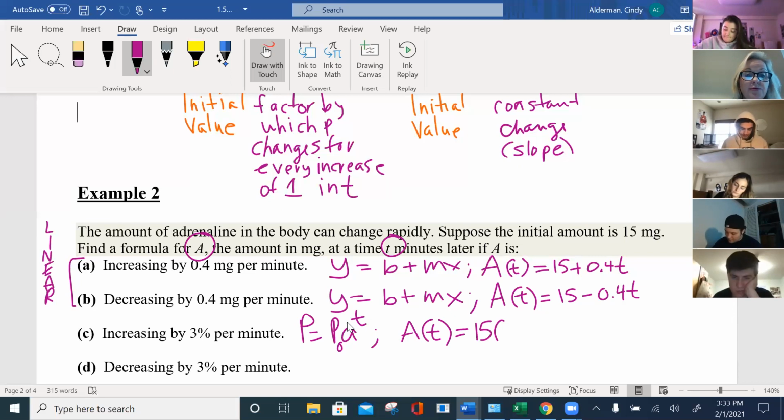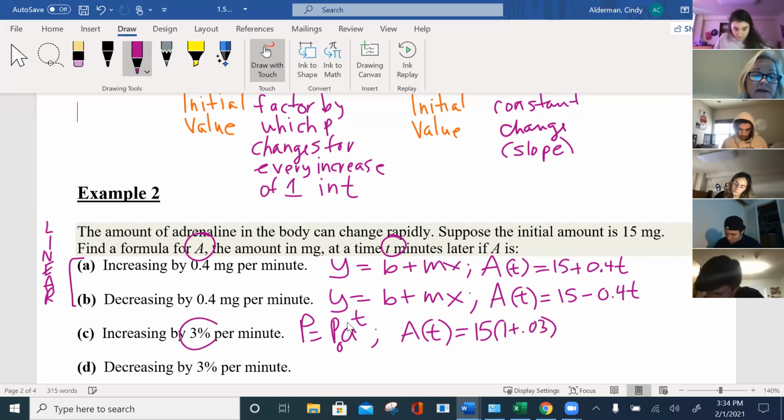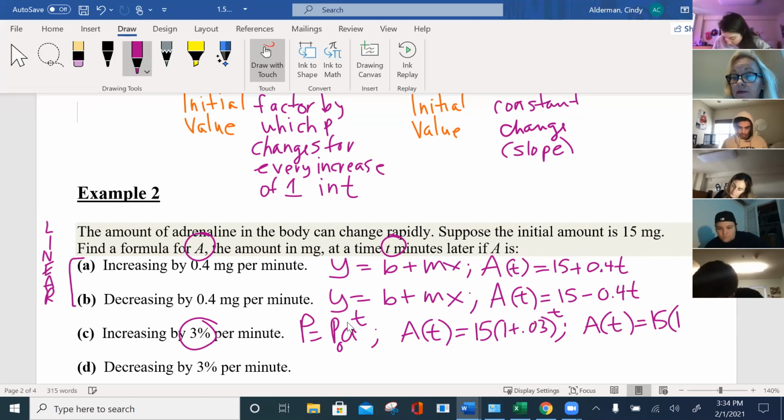And then you're going to do, where's the formula? Here we go. And then in order to find the growth factor, we're going to take 1 and add 0.03 because they tell us that it's increasing by a percentage, and then just raise it to the T power. So this we can simplify to just A of T is 15 times 1.03 to the T power.